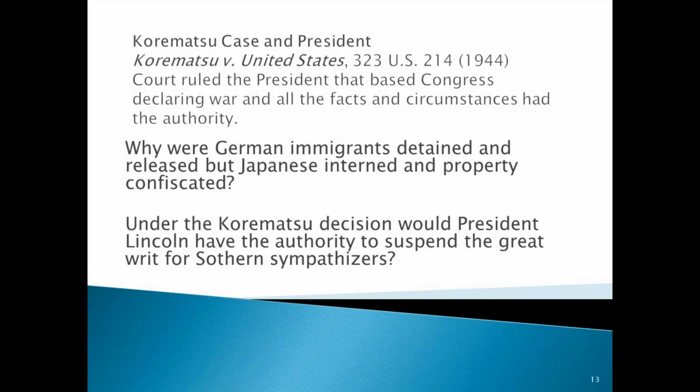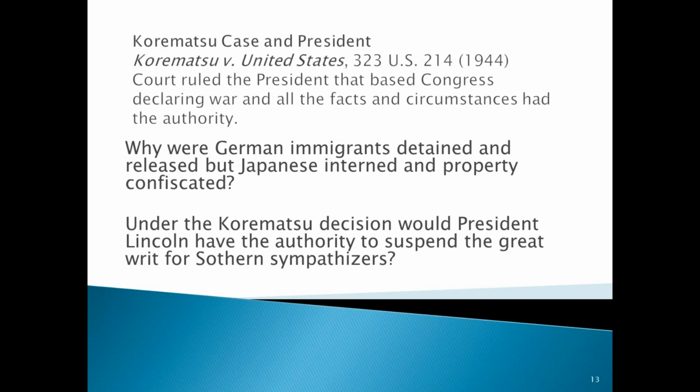So the question is, if we look at the Korematsu decision, and we know it's not good law now, but it stood as good law for about 65 years, under the Korematsu decision, would Lincoln suspending the writ of habeas corpus have been constitutional? Anybody got a response to that? So I'm asking people to look at what Lincoln did in the Ex parte Merryman case, but apply the rules and the logic of the Korematsu decision.